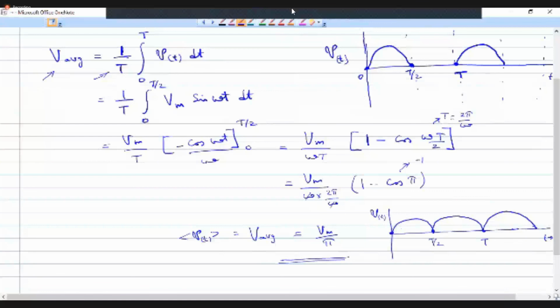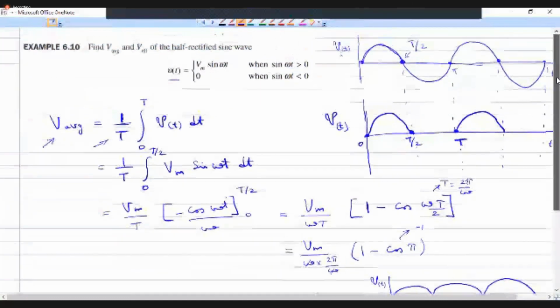I will give one hint. The average value of half wave is this much, Vm by pi. So what should be the value of full? Average value of full? 2 pi. It should be 2 Vm by pi. So you do this exercise, then you will get the value as 2 Vm by pi. Okay.